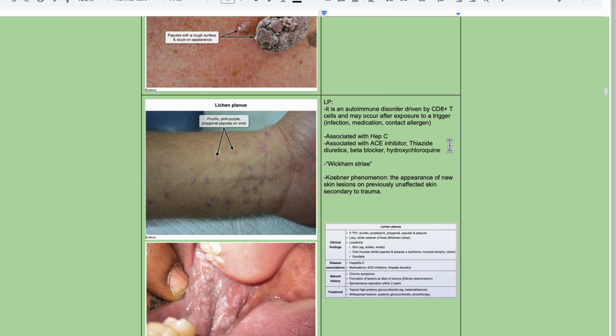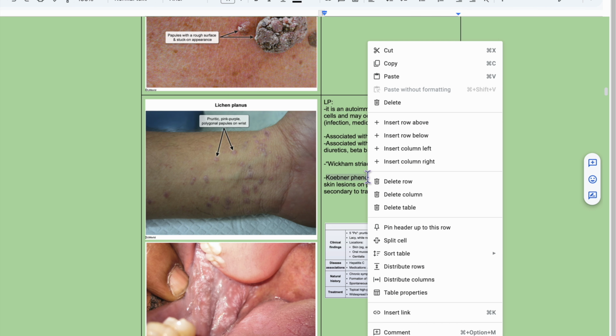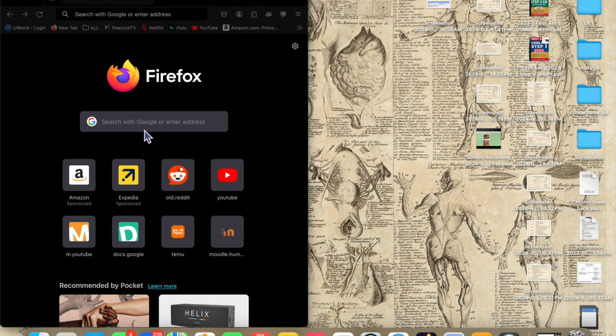Wickham striae, we saw what that is, and then there is Koebner phenomenon, the appearance of new skin lesions on previously unaffected skin secondary to trauma. So you get hurt because of something and then you have new skin lesions forming over there. I don't know what that means. That's sus. Let's see.